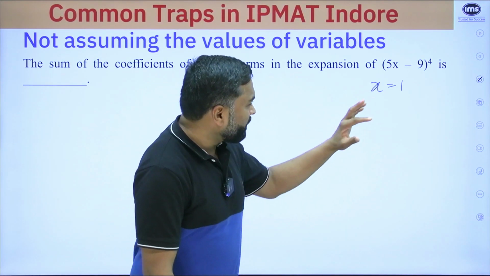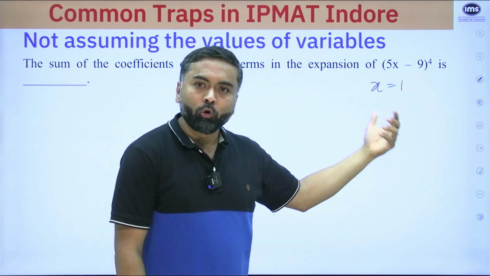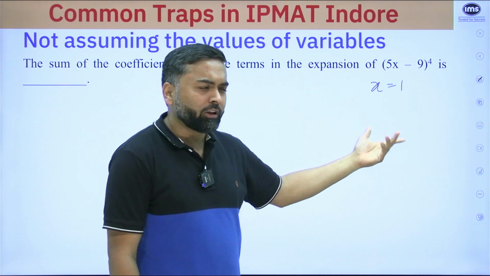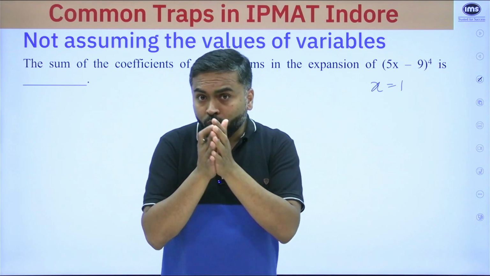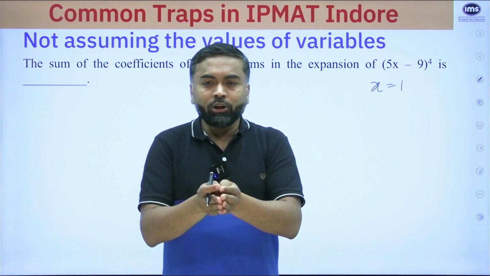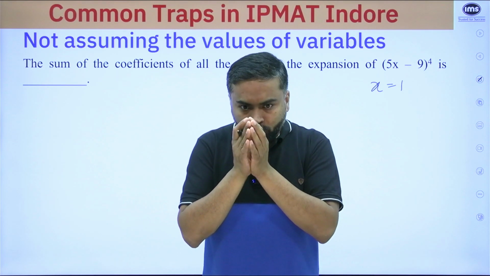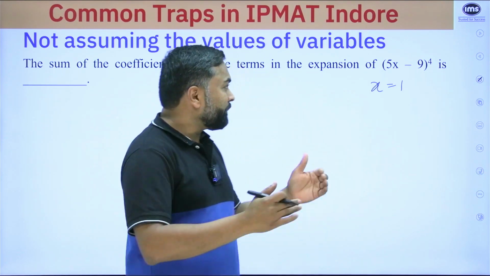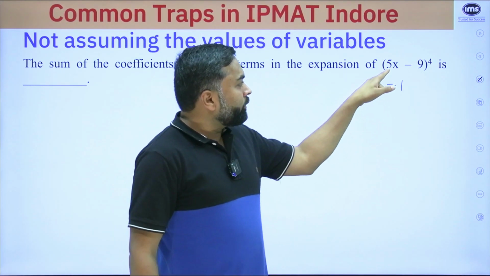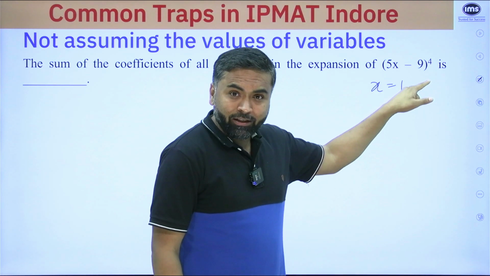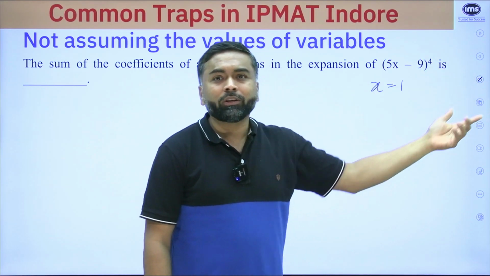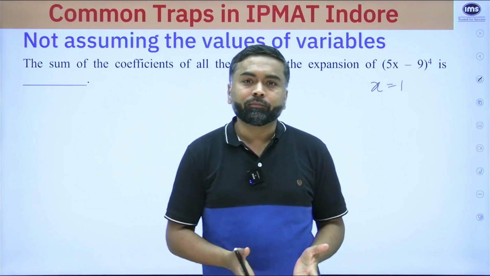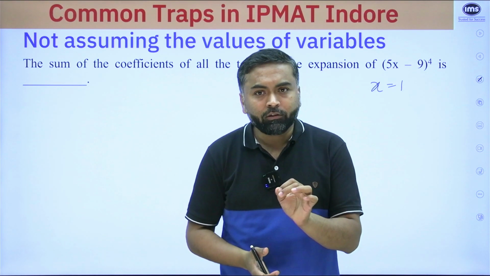Now, I'm not going to explain why; you can go back to your concept, revise it and see. But otherwise, remember that in a binomial expansion, if you want to find the sum of all the coefficients, you simply substitute x is equal to 1. When you substitute 1 here, 5 minus 9 is minus 4 raised to 4, that is 4 raised to 4, which is nothing but 256. That's your answer. Less than 30 seconds.